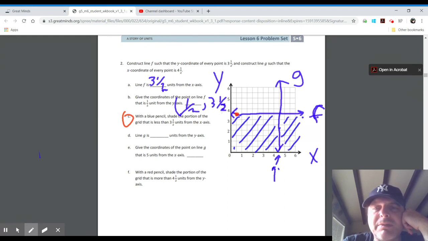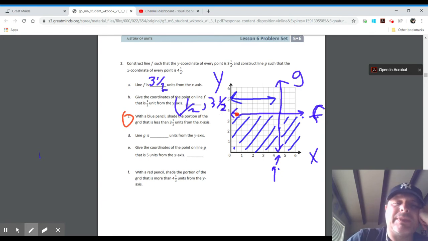Shade it all. Okay, we're just going to shade all of it. So that's 3.5 units from X, less than 3.5 units. That's everything under the line. Line G is blank units from Y. Well, line G is all the way over here. So let me show you. If you look down on the X, it's 4.5 away. So let's just write 4.5.